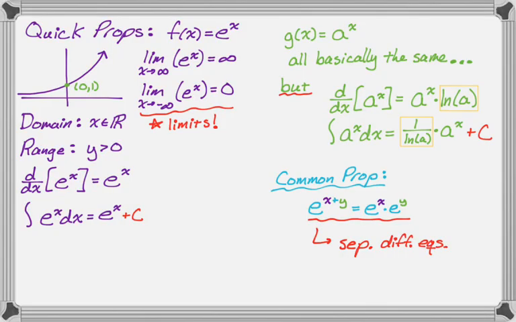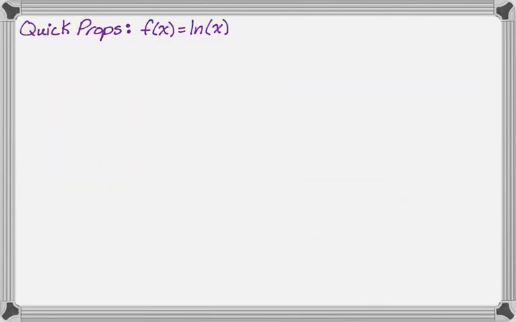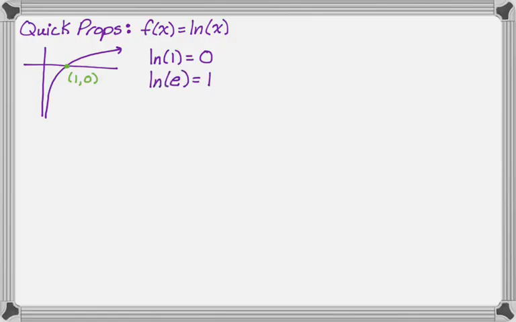All right, let's talk now about natural log. Some of the things I think you should know about natural log are, first of all, its graph. Its graph has an intercept at (1, 0), and that's the only super important point to know. There are some values you should know for sure. The natural log of 1 is 0, as you can see from that point, and the natural log of e is 1, so that comes up a lot as well.